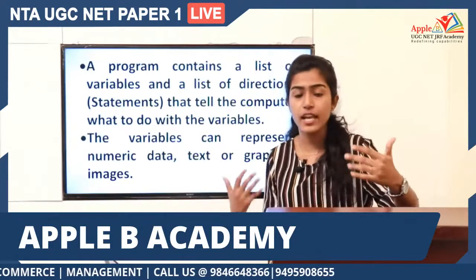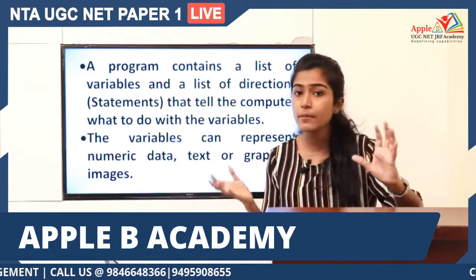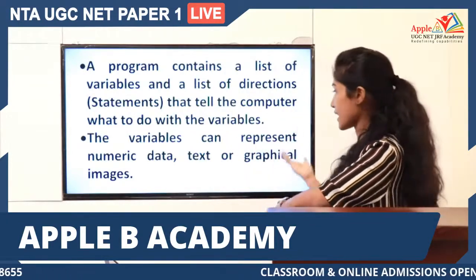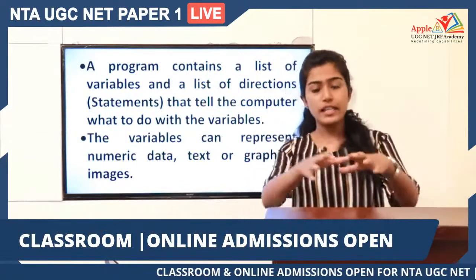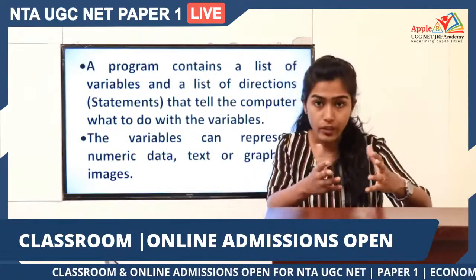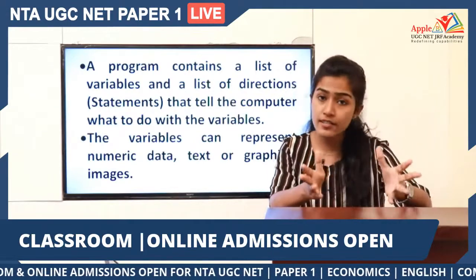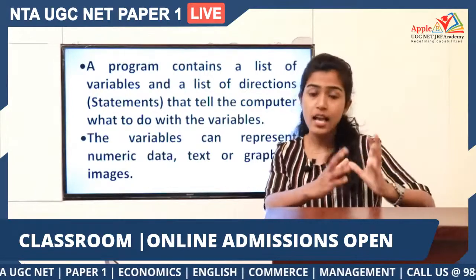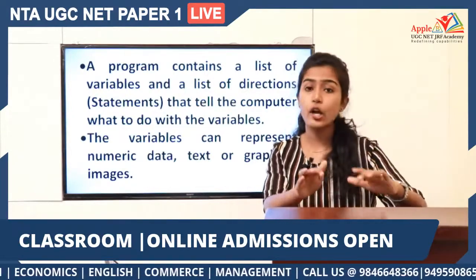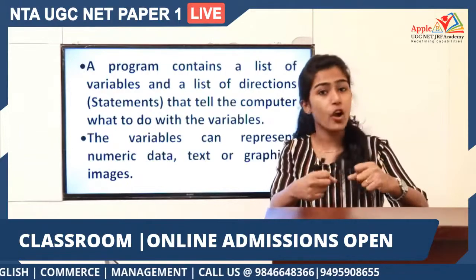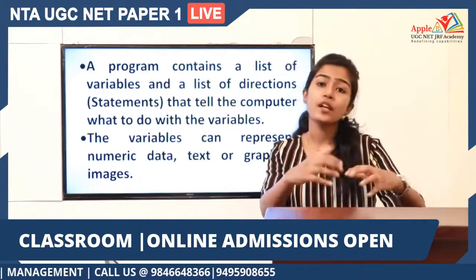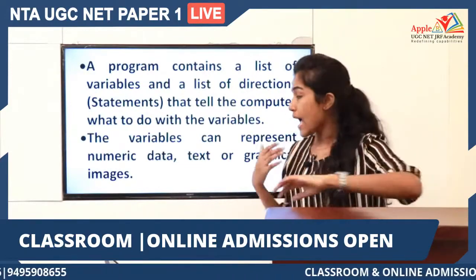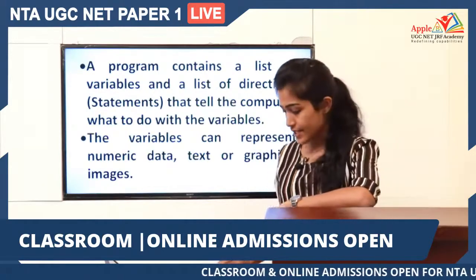The variables in the program can be in the form of numbers, that is numeric data, text, or graphical images. So initially we looked into the question, what is a program? A program is basically a list of instructions that we give to the computer so it can execute a specific task. A program consists of variables and a list of directions, or statements, that tell the computer what to do with these variables. These variables can be numerical data, text, or graphical images.